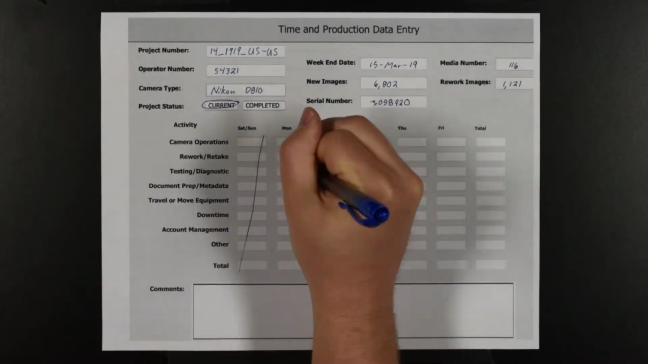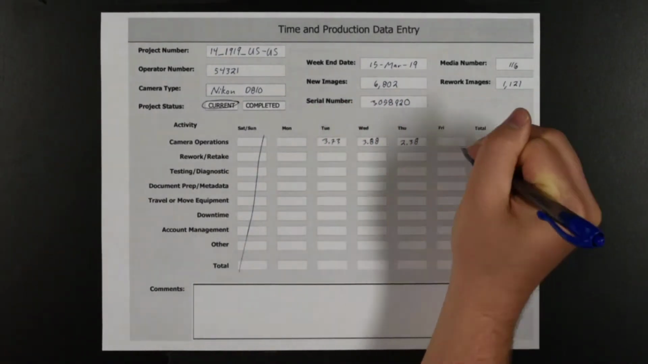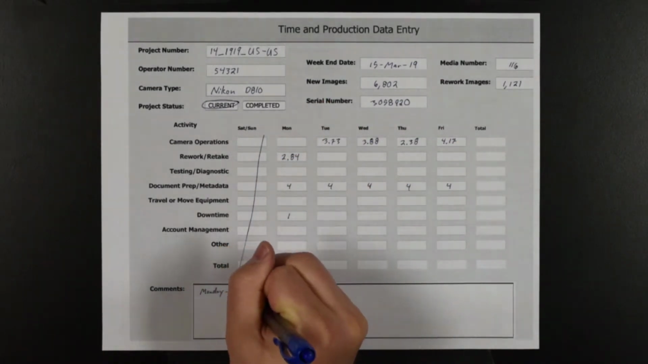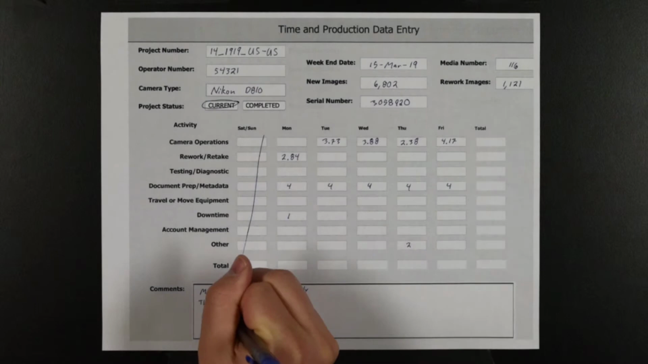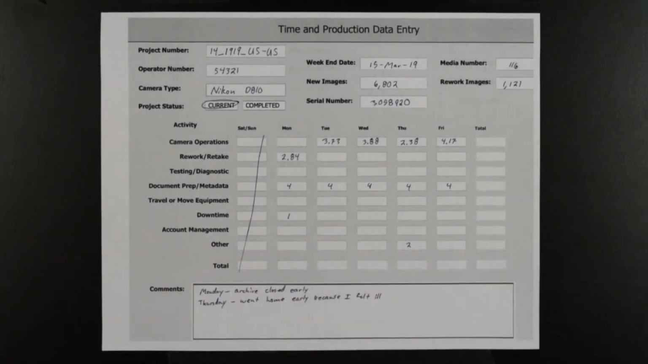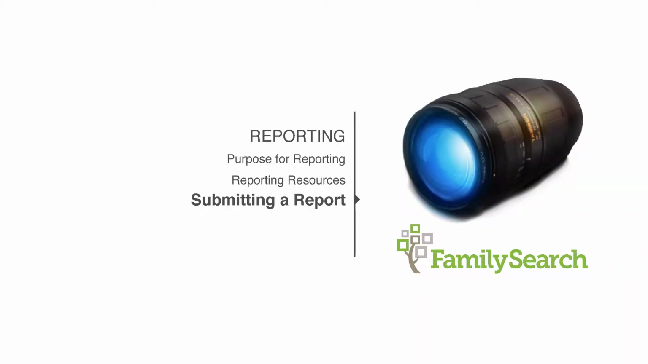We now will record the time for each day. If you were doing a rework, you will want to keep track of that time as well. You will also keep track of all the other time you spend working. Now let's enter this information into the weekly report. Now that we have recorded the needed information, we can fill out the weekly report and submit it.